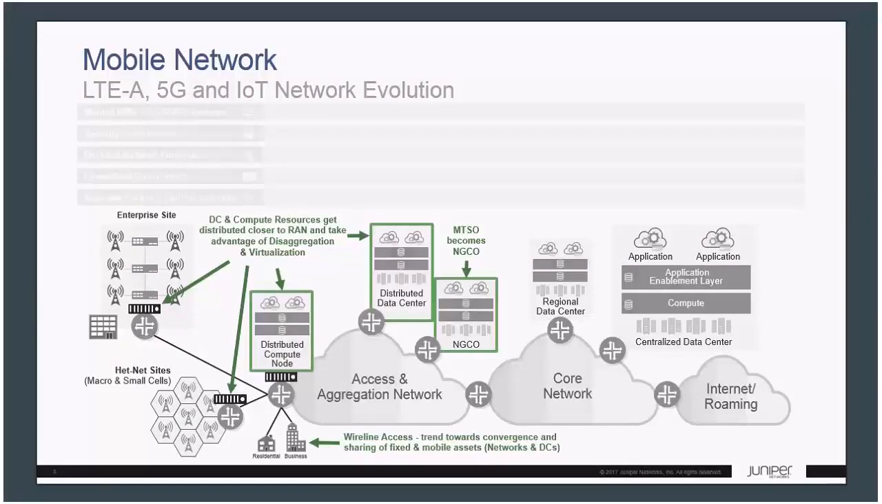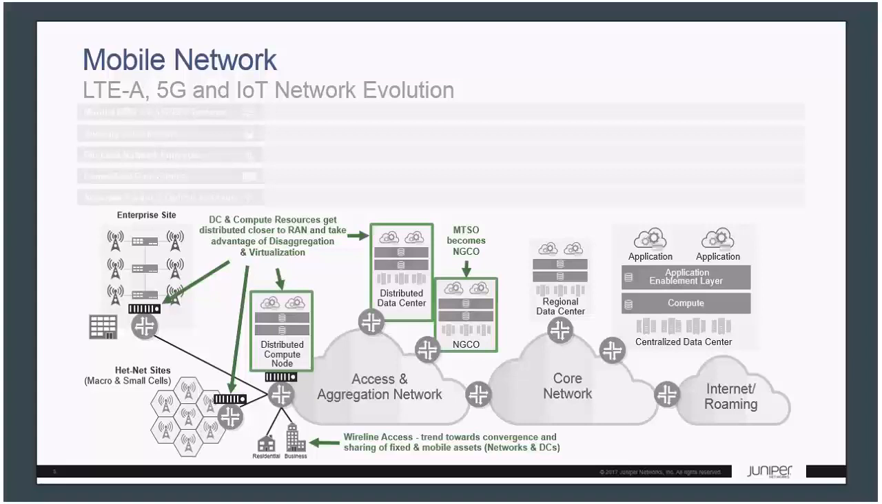So with the introduction of LTE-A or LTE Advanced and the promise of 5G and IoT, you can see that there will be a major network evolution. If you look at the bottom diagram, let's start from left to right. You can see with the writing in green font on the left side that data center and compute resources are getting distributed closer to the radio access network to take full advantage of disaggregation and virtualization.